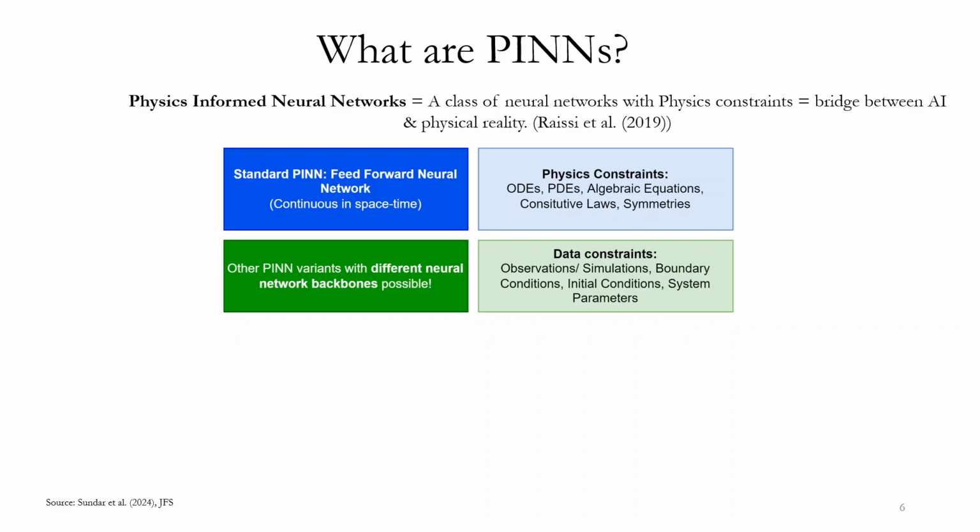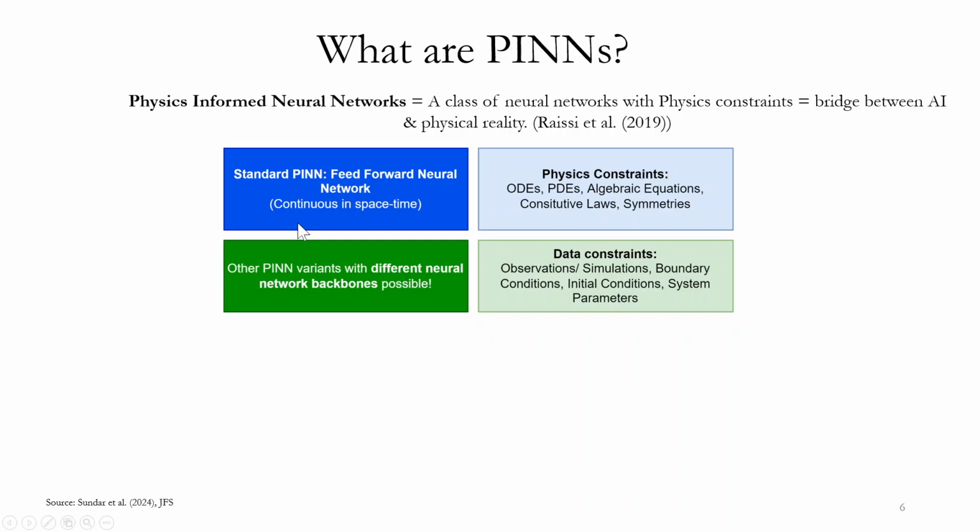And now here you can basically have a standard PINN which is continuous in space-time, or you could have other different neural network backbones which could also be continuous in space-time, or continuous in space but discrete in time, or discrete in space-time, both, right? So it could be a bit combinatorial here. The major masala that makes it physics informed are the physics constraints which embed your ODEs, PDEs, or some sort of algebraic equations, the constitutive laws, or embed additional symmetries of the underlying system into the model.